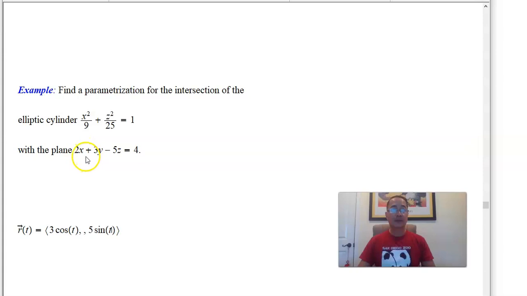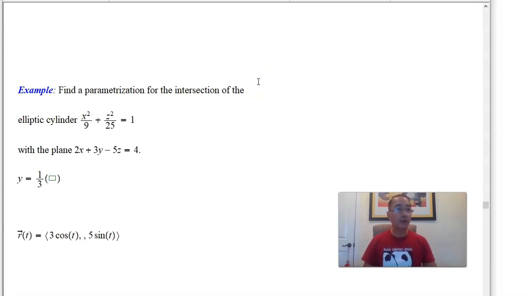Let's check it out. We know who x and z are, so now we can solve for y. What is y? y is 1/3 of 4 minus 2x plus 5z. If only we knew who x is. Oh, right there, of course. x is 3 cosine t, and z is 5 sine t. Another 5.